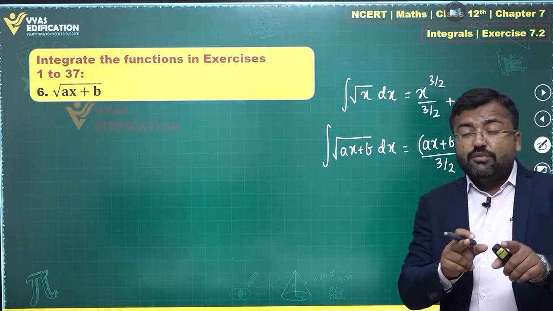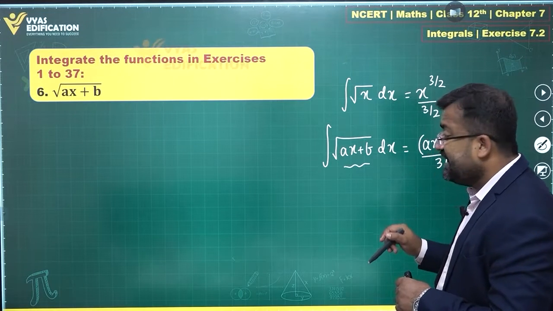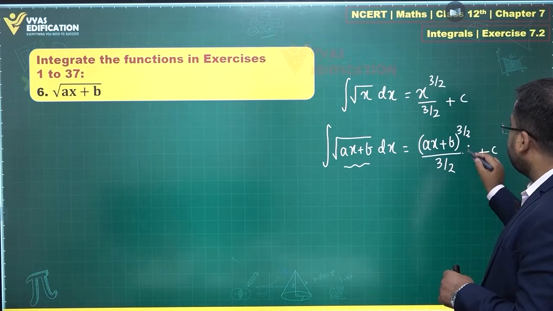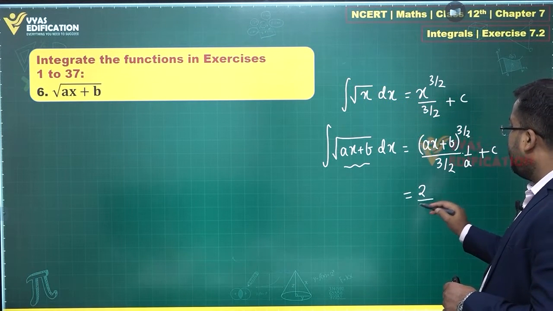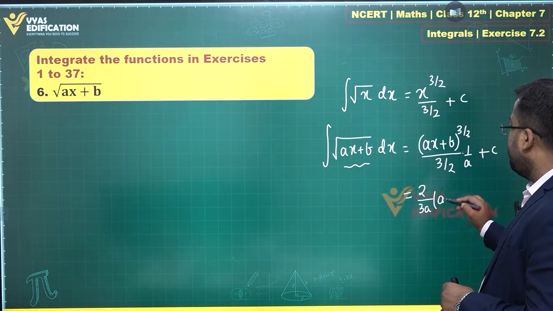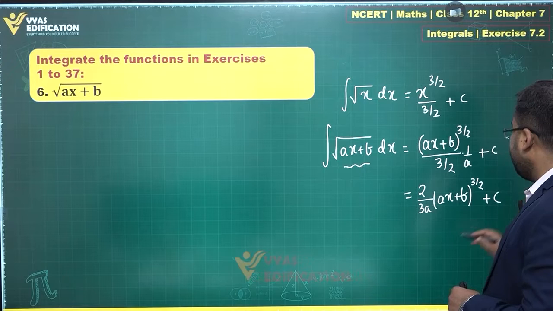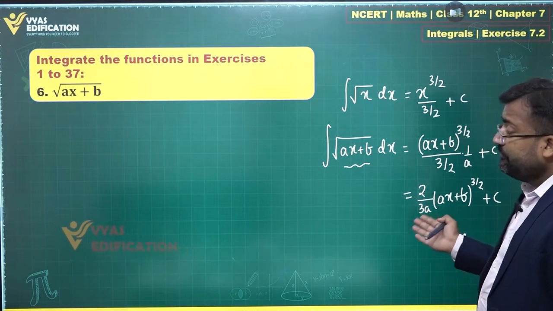But don't miss out on one important thing. Since this is a linear expression, a linear polynomial, you have to divide by the coefficient of x, that is a. This is 2 by 3a times (ax + b) power 3 by 2 plus c, and yes, that is the required answer for this question over here.